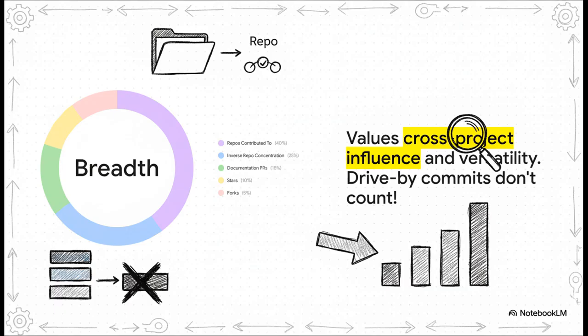A repo only counts towards your breadth score if you have 3 or more commits in it. So you can't just go around fixing a typo in a dozen README files to pump up your score. No, you have to make a meaningful, multi-commit contribution for it to even register. It's all about rewarding genuine influence.